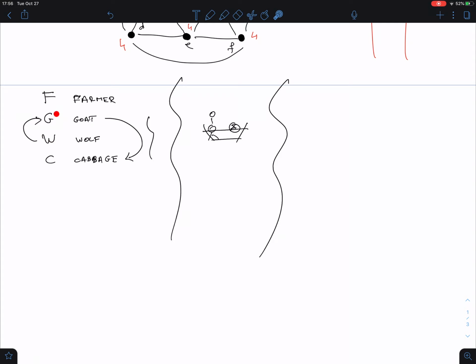So basically he has to keep a good close eye on his goat here, because it's either going to eat something or get eaten. And for some reason the wolf doesn't eat the farmer. That would make it much harder. I don't think that's the solution then.